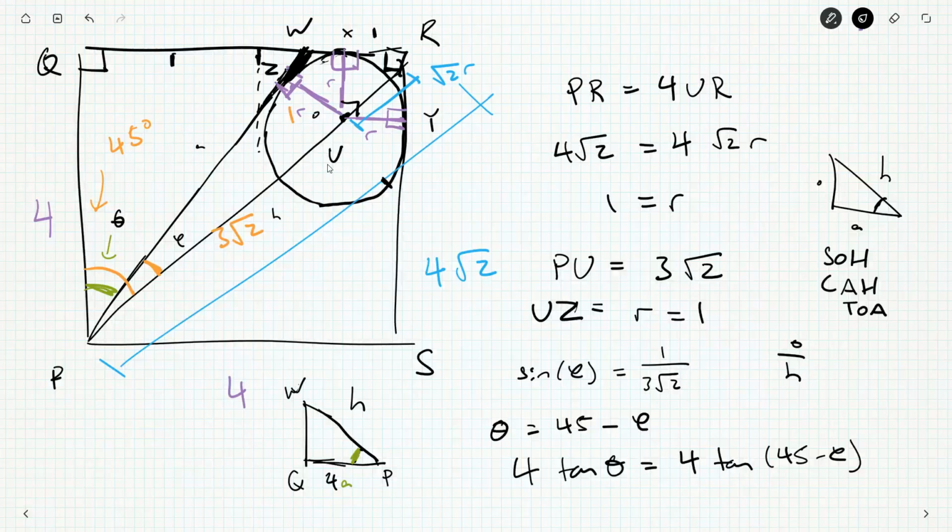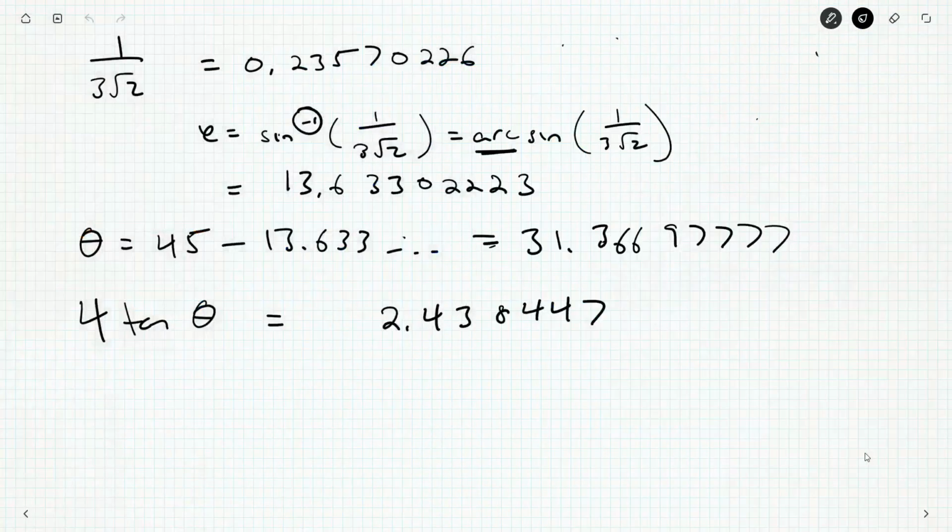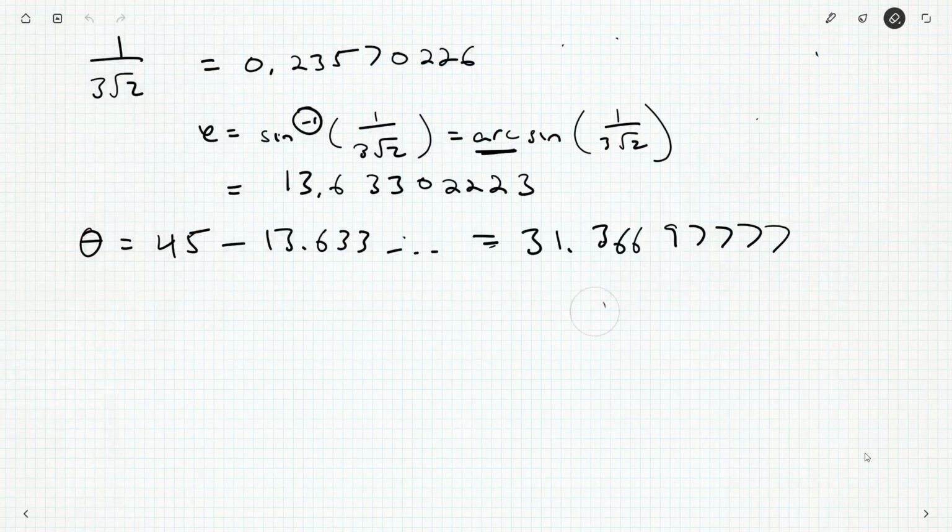Okay, so I want 4 times... No, wait, what do I want? Okay, adjacent over hypotenuse is cosine theta. So the hypotenuse, PW, is A over the cosine. There we go. I was solving for the wrong thing. Okay, so we don't want that. We want PW.